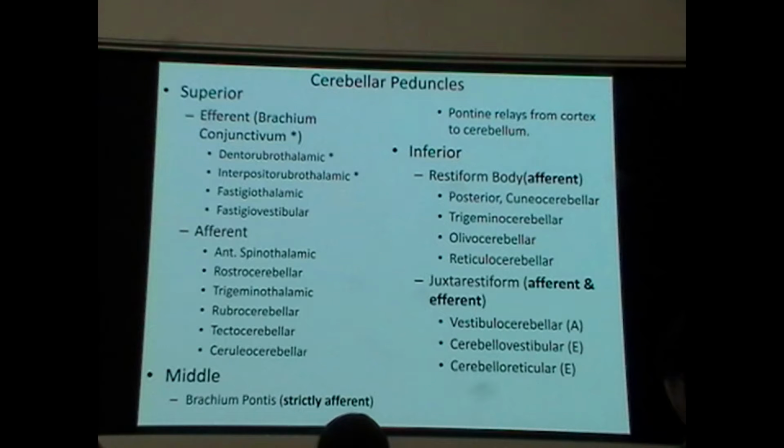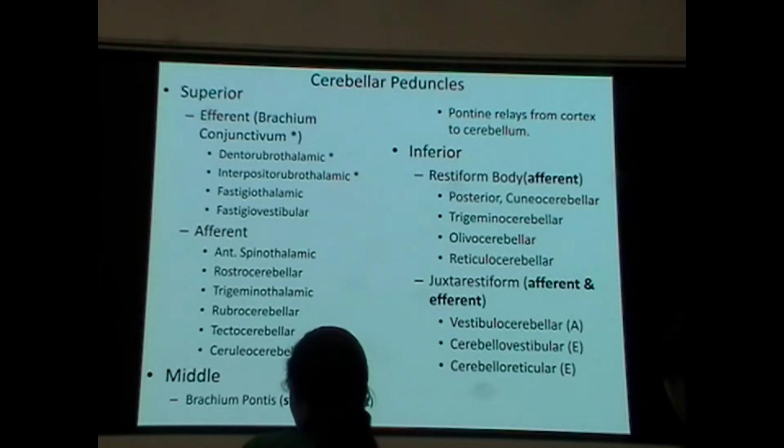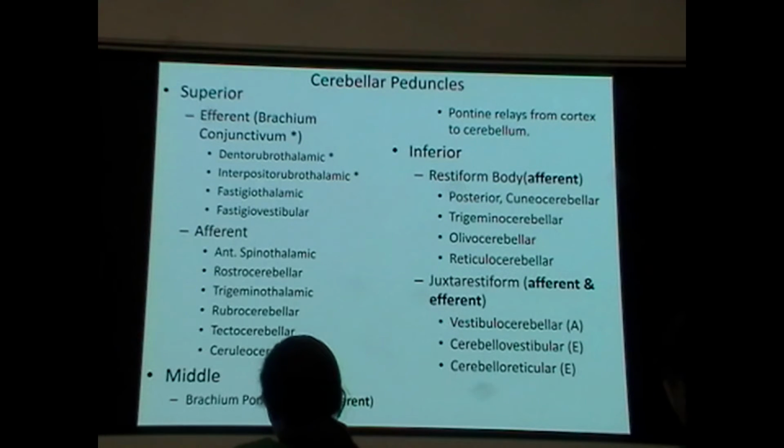So anterior spinocerebellar tract, rostrocerebellar tract. Now rostro doesn't cross, but it extends to this area adjacent to this peduncle. Trigeminocerebellar tract, rubrocerebellar tract, tectocerebellar tract, cerulocerebellar tract. Okay, that's in the medulla, the blue nucleus. So the superior peduncle is both efferent output from the cerebellum, but also afferent input to the cerebellum from these different pathways.